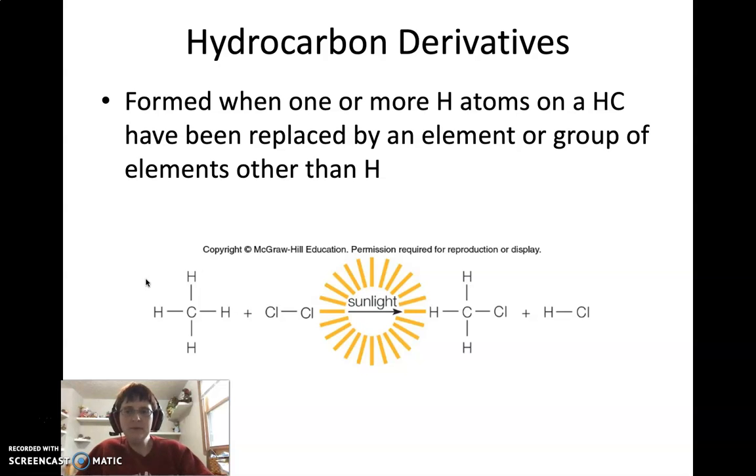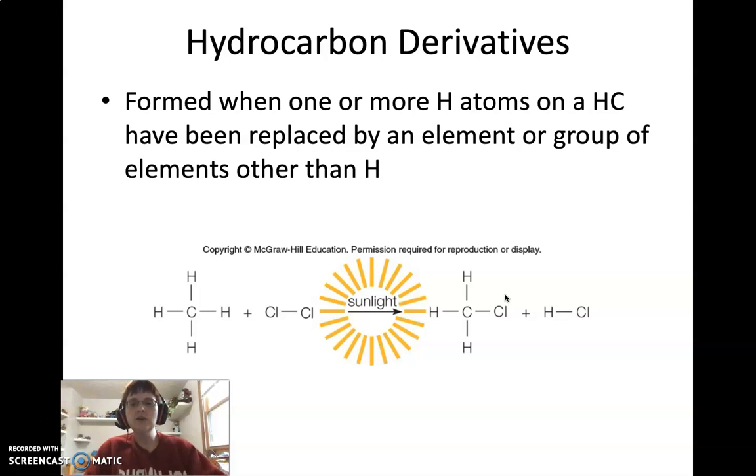So we've got methane, and that methane is reacting with chlorine in the presence, in this case, of sunlight. And so what we get is hydrochloric acid in this case, and then we get a new compound, and this would be a hydrocarbon derivative because it's still a hydrocarbon, because it's mainly hydrogen and carbon, but one of those hydrogens got replaced by the chlorine.